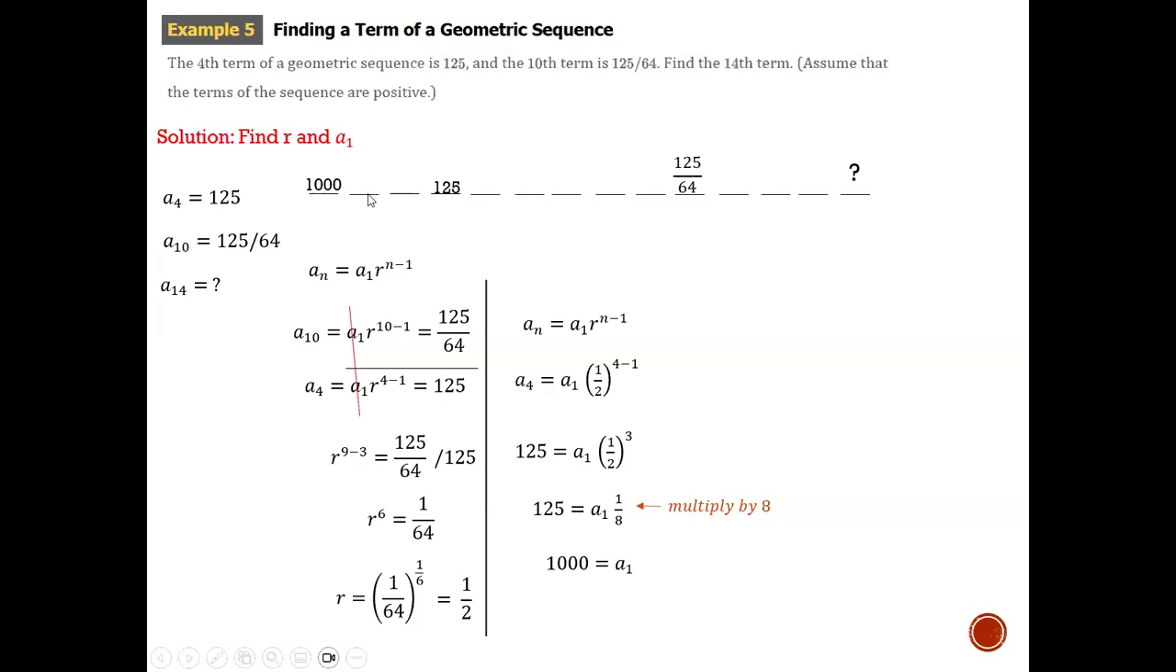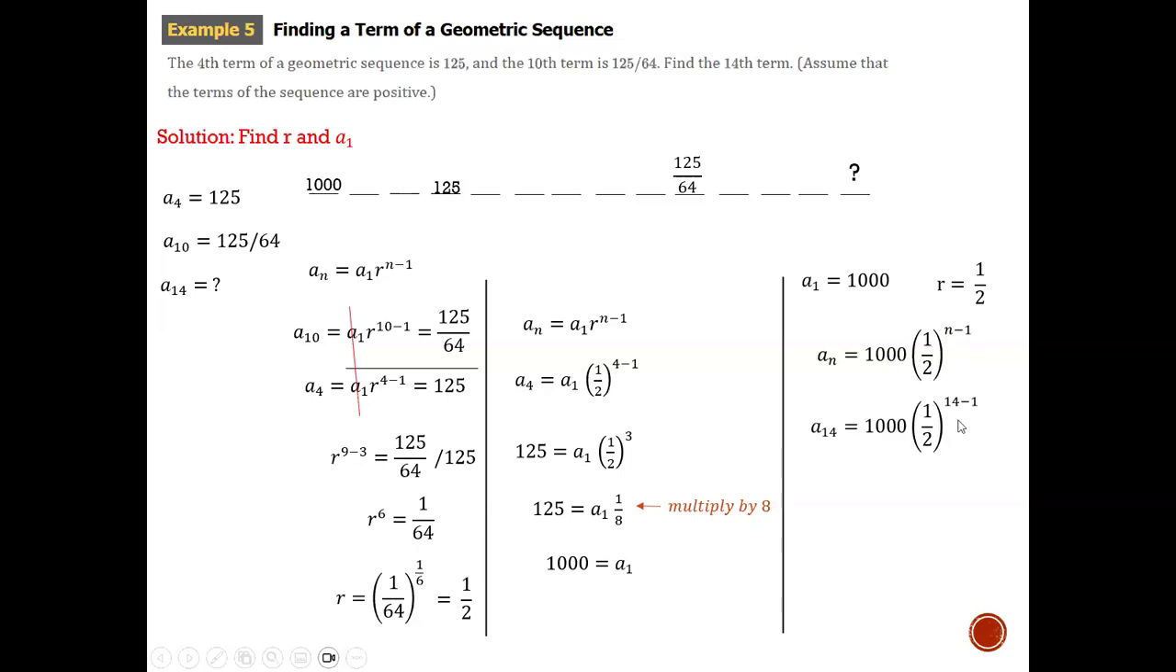So half of 1,000 would be 500. Half of that would be 250. Half of that is 125. And I can keep going to get my next terms. Keep that in mind, right? Once you know your r and any of your terms. However, I'm going to continue on showing you with the formula. So a sub 1 was 1,000. r is 1/2. So I'm going to plug those in and just get a general formula so that I can get any term of the sequence that I need, okay? So 1,000 times 1/2 to the n minus 1 is going to be my general formula.